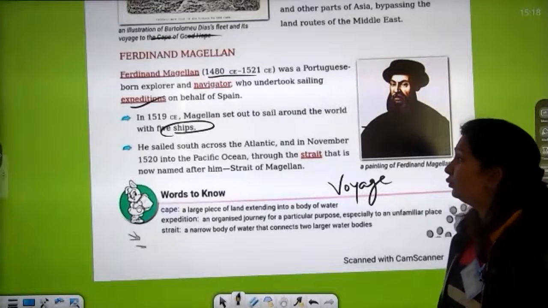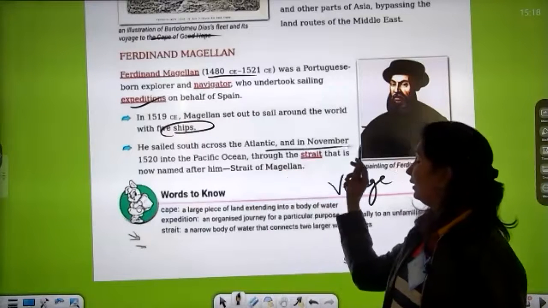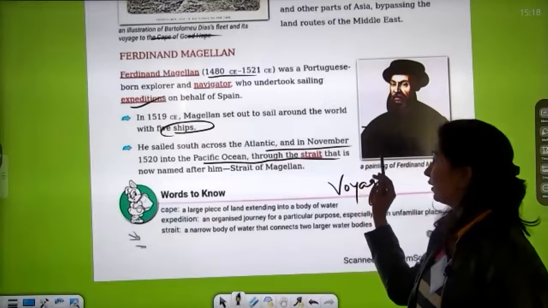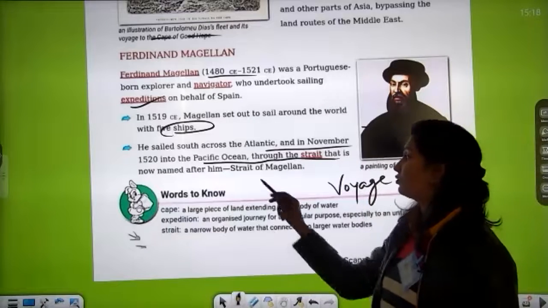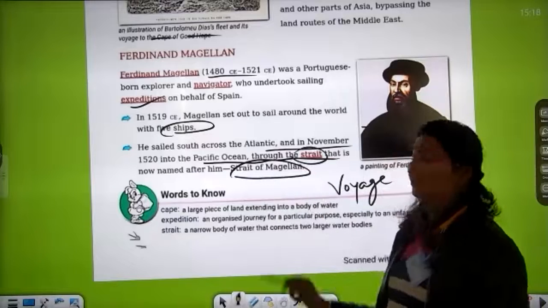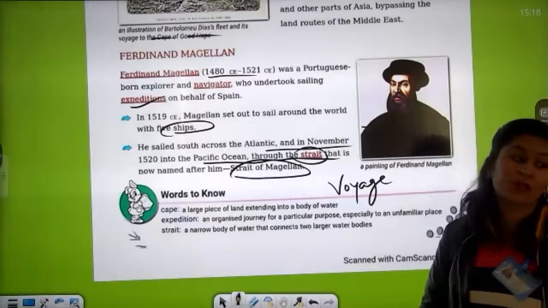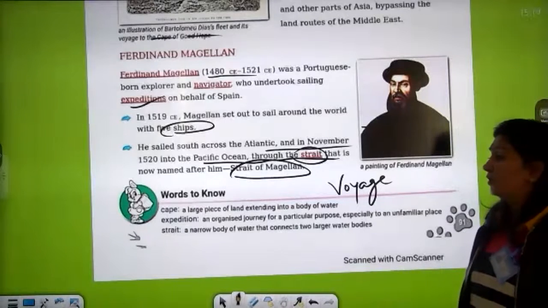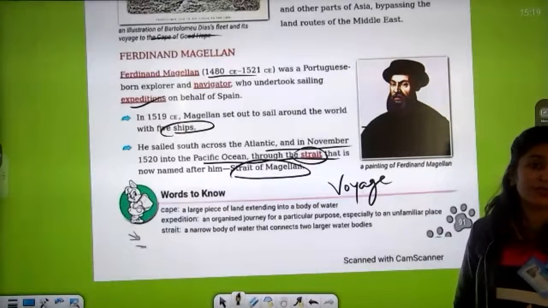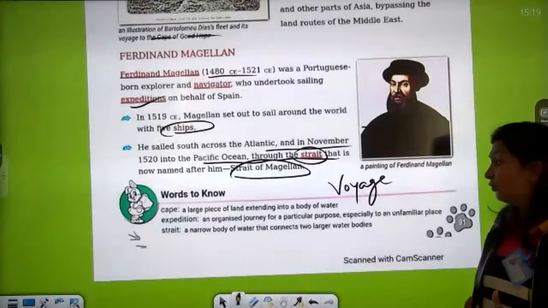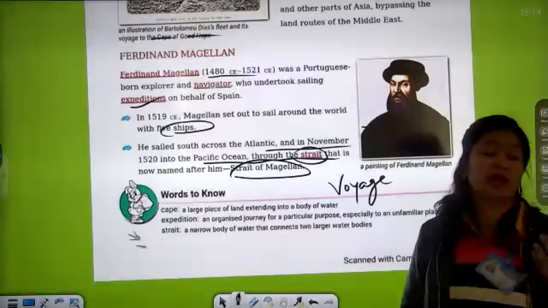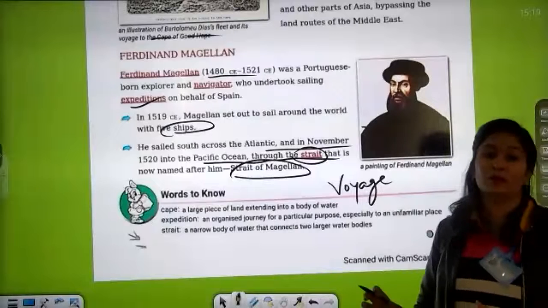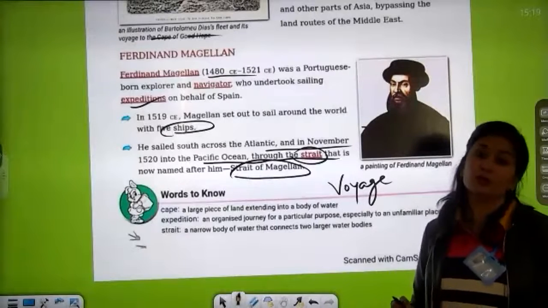He sailed south across the Atlantic and in November 1520 into the Pacific Ocean through the strait that is now named after him, the Strait of Magellan. Strait, in previous chapters also we have discussed, strait means a small or narrow body of water which joins two large water bodies. What is a strait? A small water body which joins two large water bodies.